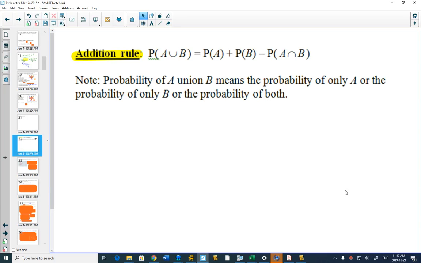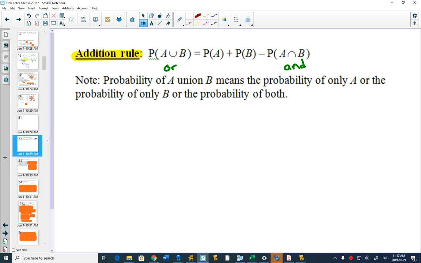The addition rule for probability. Probability of A, you can write the word and there. The probability of A and B, sorry, I wrote it wrong. That's the U looking thing, my goodness. A or B, this is the and symbol.